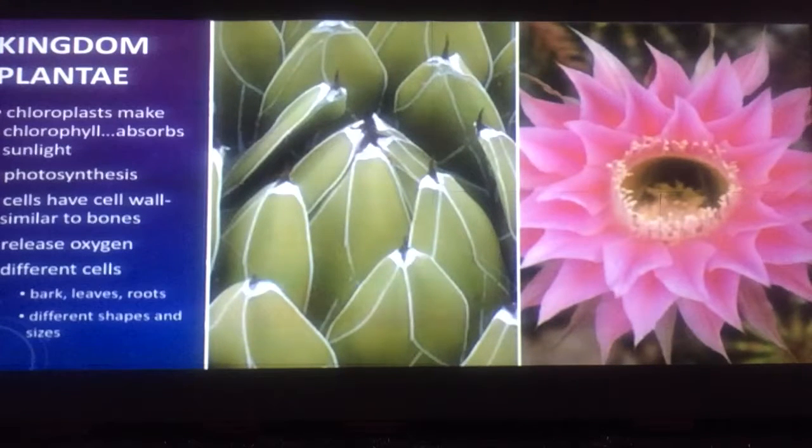And if you notice about the plant, there are different parts of a plant. For instance, a tree could have leaves, and they also have bark, they have roots, and all of these different parts have different cells. Some plants have flowers, and the petals have different cells from the stem and the leaves. These cells that create these plants are all different shapes and sizes.